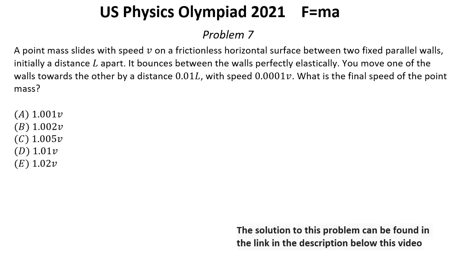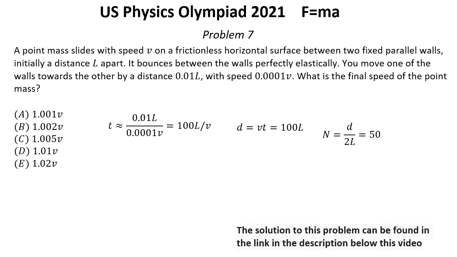The total time to travel for this mass is approximately the distance covered by the wall, which is 0.01 L, divided by the speed of this wall, and we have 100 L over v. For this time, the ball travels distance v multiplied by time, which is 100 L. And because the distance between collisions with the right wall is 2L, we can count that the total number of collisions with this wall is d over 2L, which is 50 times.